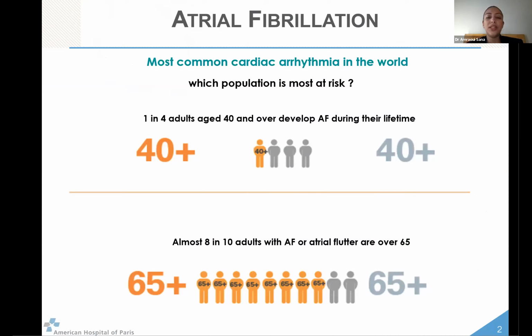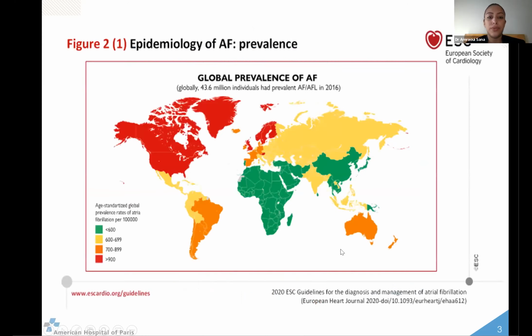So atrial fibrillation is the most common arrhythmia in the world. 1 in 4 adults age 40 and over develop AF during their lifetime, and almost 8 in 10 adults with AF or atrial flutter are over 65 years old. So that's a very common arrhythmia in the world. Here we can see the global map of AF in the world, most in United States and Canada, West Europe, but also in Asia and South America.